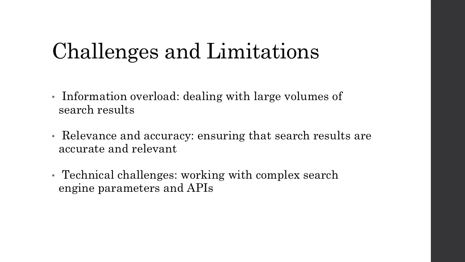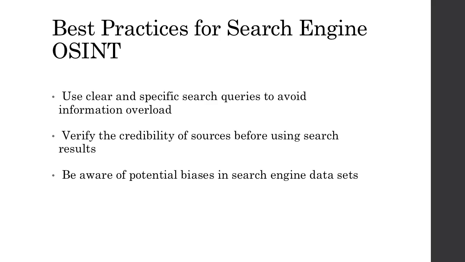Too many choices make it hard to focus on the best result. Irrelevant, some results might be unrelated or even fake information. Technical, dealing with complex parameters and APIs, like programming rules, can be frustrating. These challenges make it tough to get accurate and relevant answers from search engines, which is what we want when searching online. Best practices for search engine OSINT.